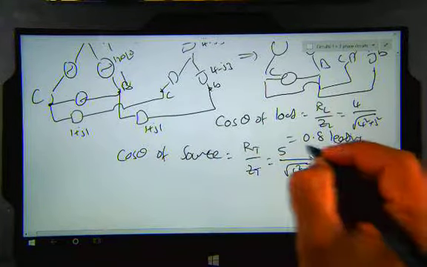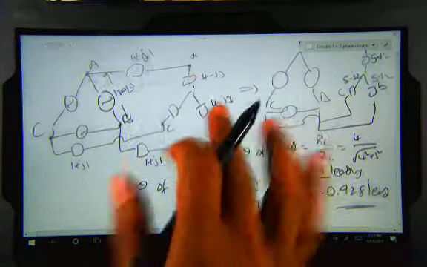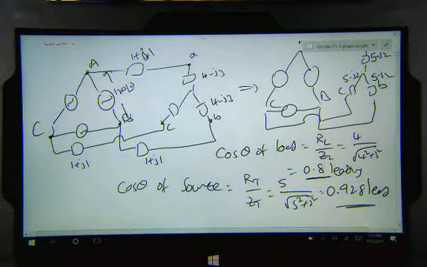So we have two different power factors. The load power factor is 0.8, and from the source point of view, it's 0.928 leading. Unity power factor is always good, so as long as it's close to unity power factor, that's good.